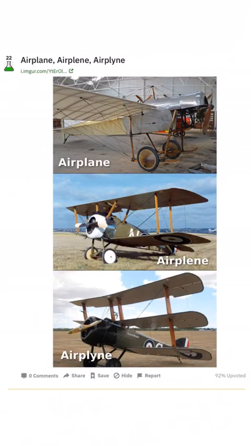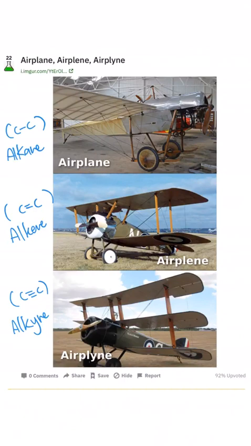And here I have a chemistry joke for you. I hope this makes your day. For example, airplane ending with "an" would have a single wing. And airplane ending with "in" would contain double wing. And airplane ending with "yne" would have triple wing. So similar to alkane, alkene, and alkyne.